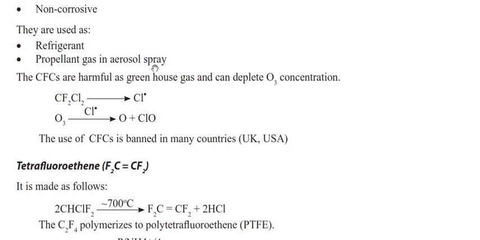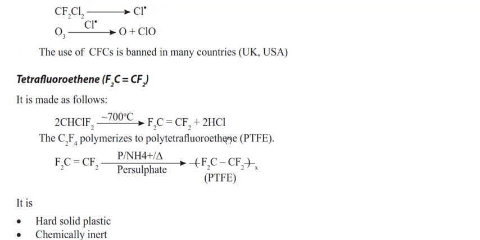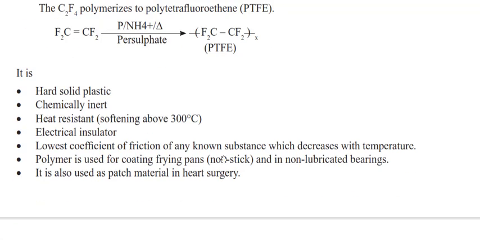But CFC is harmful as a greenhouse gas because it can deplete the ozone layer, and that's why it is banned nowadays in most developing countries. From carbon and halogen you can also make Teflon, which is a very important material. Polymerization of tetrafluoroethylene gives the polymer polytetrafluoroethylene, which has wide applications, mostly in utensils.